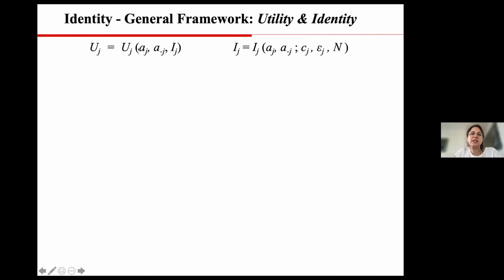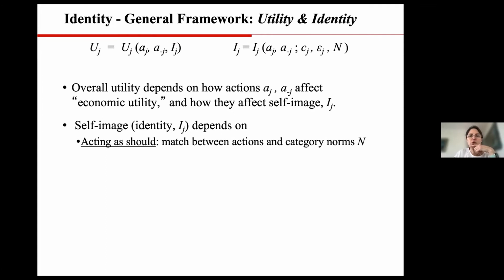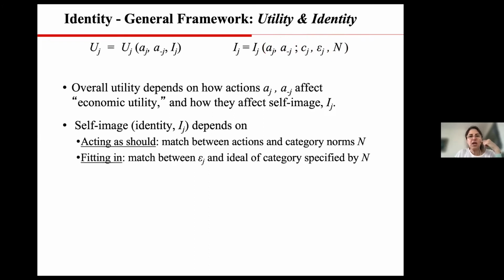So I've got this now up here so we can dissect this. This is the utility function. It depends on own actions, other people's actions, and individual J's identity. And individual J's identity depends on own actions, other actions, as follows. So overall utility depends on the actions as they affect economic utility and how they affect the self-image IJ. Okay, so the actions come in two places. One is the economic outcome, and the other is the identity outcome. And the self-image, this identity, depends on acting as one should. So this is the match between the actions and the category norms, okay? Fitting in is the match between a person's individual attributes and the ideal of the category specified by N, okay? That's the other ingredient we're going to have in our identity function.